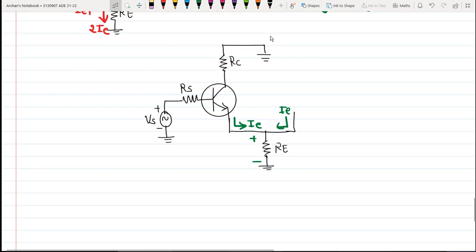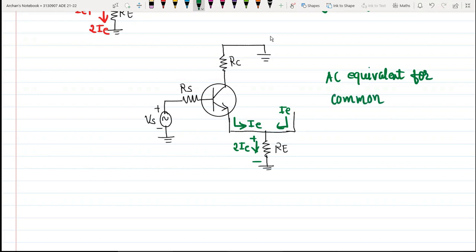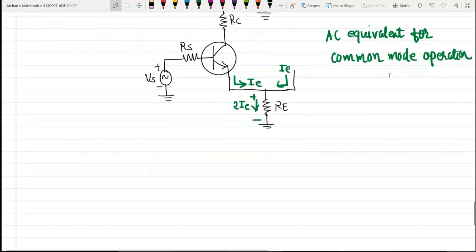So what will happen? There will be a drop across Re because of the current flowing through the circuit. So this is our AC equivalent for common mode operation. And from this AC equivalent circuit we will be able to make the hybrid model. So let us now try to derive the hybrid model.